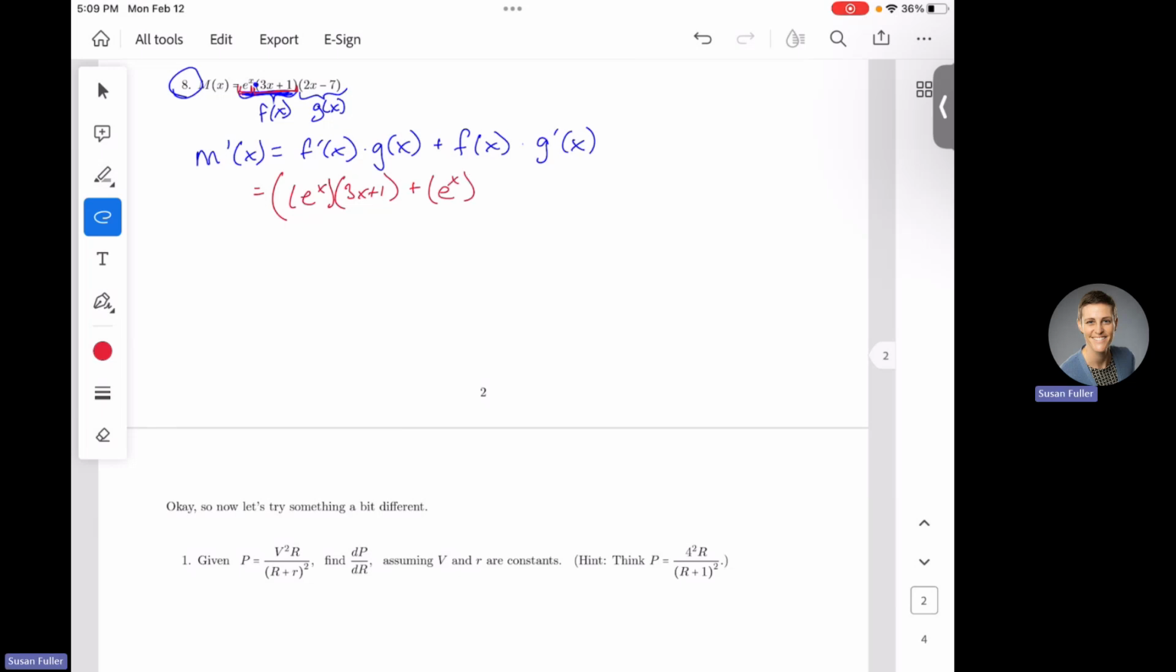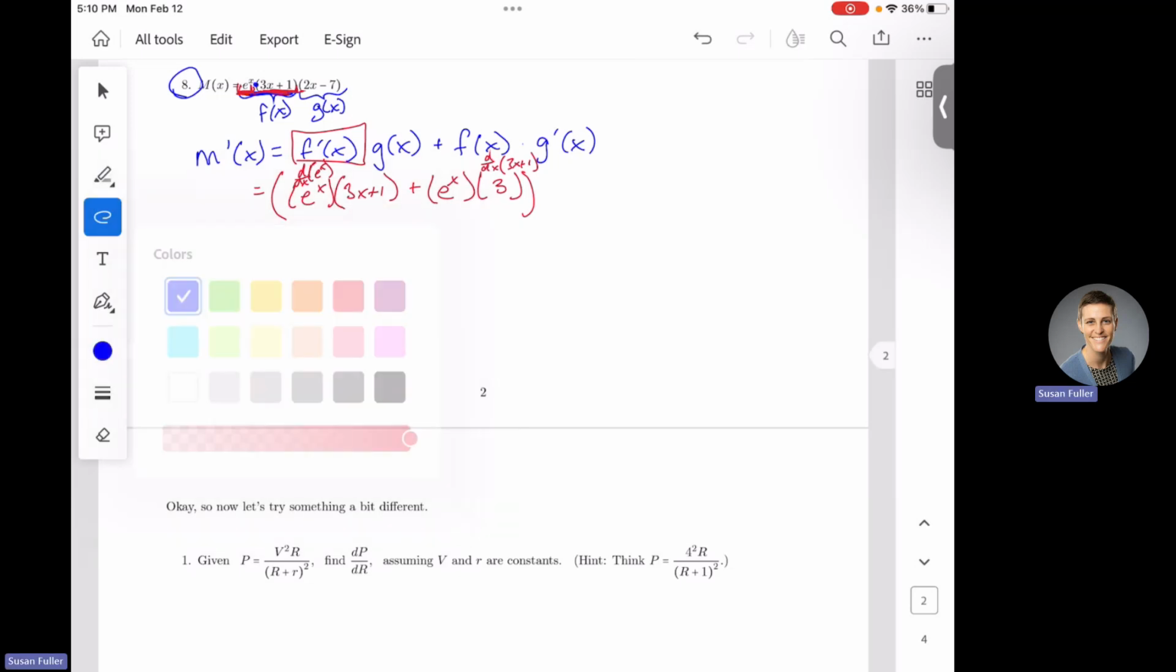Or sorry, this was the derivative of e to the x. This was the second as is. This is my first as is, and this one is the derivative of 3x plus 1. So the derivative of 3x plus 1 is 3. There we go. So all of this is f prime of x, right? The derivative of the first times the second as is, plus the first as is times the derivative of the second.